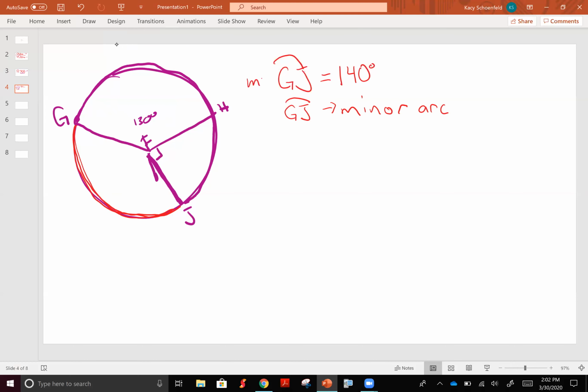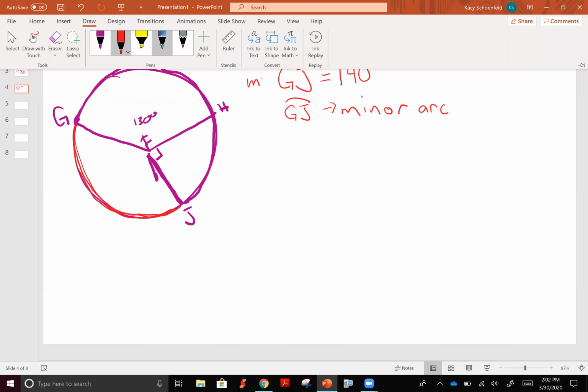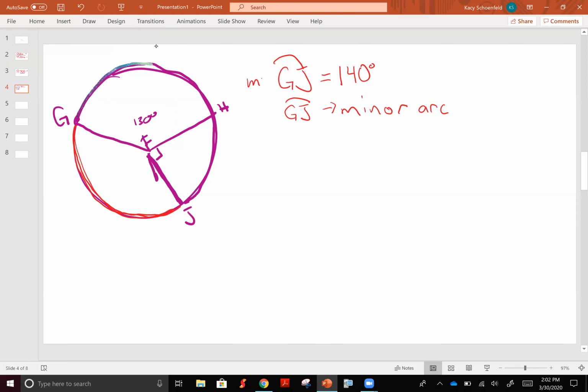Okay, so if I wanted you to go this outside direction, I use the magic marker, and it's a really fun star colored pen. If I wanted you to do the major arc, I would label it with one extra letter. I would do G, H, J. Do you see where the H came from? It had to go through that point.